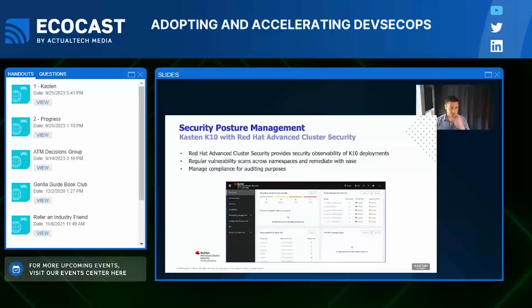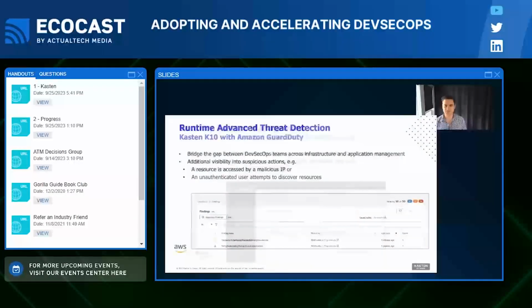This just shows advanced cluster security. We are closely partnering with Red Hat. A lot of our customer base is running OpenShift, and obviously as part of the OpenShift platform plus ACS is an offering, right? So again, this provides great observability and monitoring around security and compliance of our clusters, and we can fully integrate with that for our security posture management. Again, really good blog post on kasten.io on this.